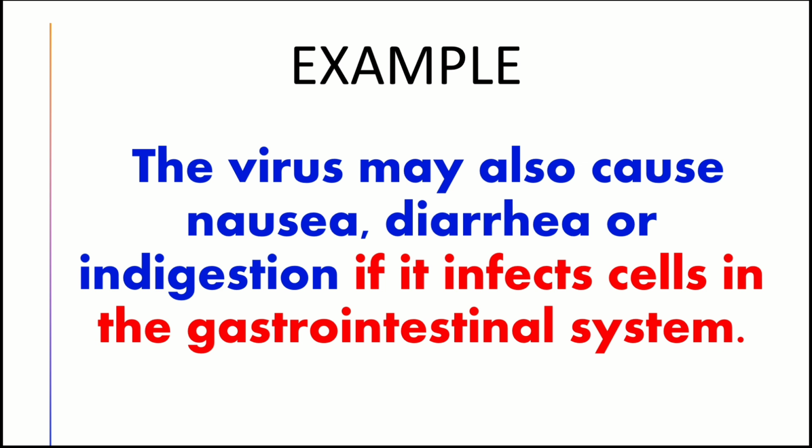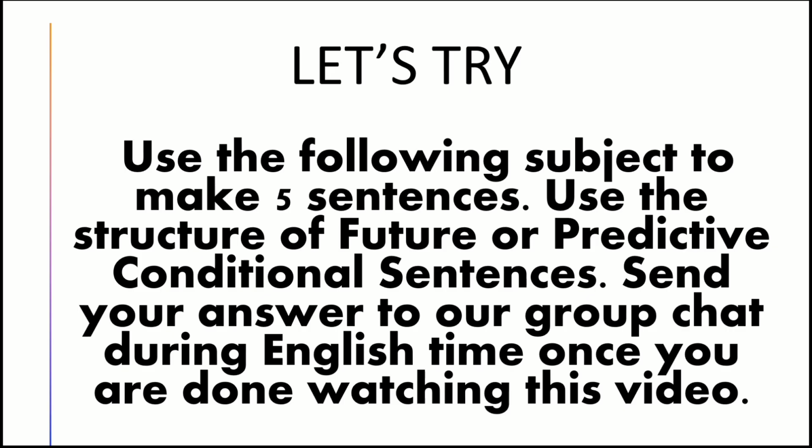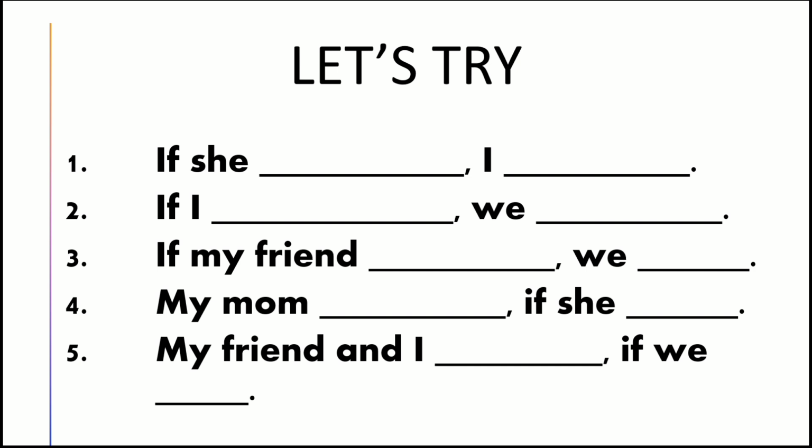Okay? Now, to know if you really understand our lesson, I want you to write a sentence. Okay? Using the structure that you have learned. Let's try. Use the following subject to make 5 sentences. Use the structure of future or predictive conditional sentences. Send your answer to our group chat during English time once you are done watching this video. So, you can just stop this video para makita nyo kung ano yung isusulat ninyo. Write it on your notebook and then send your work on our GC.